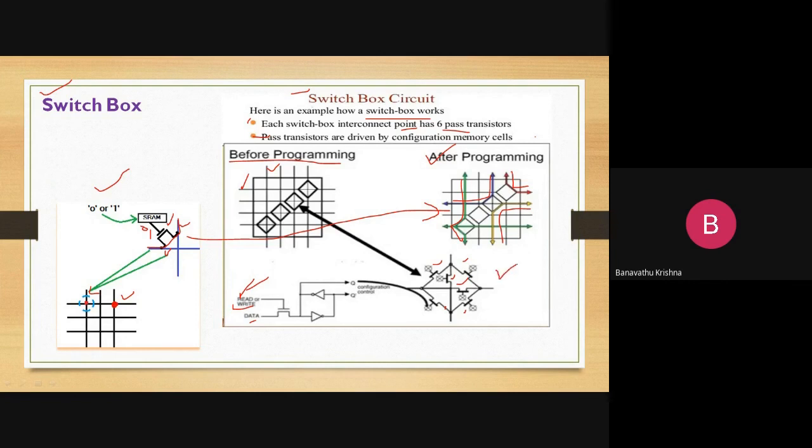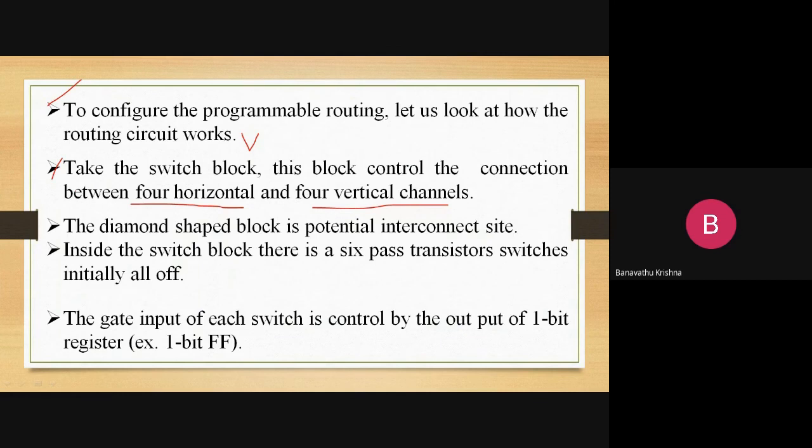This is the internal diagram here. By using a MOS transistor, this is a pass transistor. We are going to give the input of the gate of the pass transistor, zeros or ones, by using one technique, that is nothing but SRAM based technology, right? And the next one is the diamond shaped block, which is a potential interconnecting site here, right? The diamond shape is nothing but making the connection between these sites.